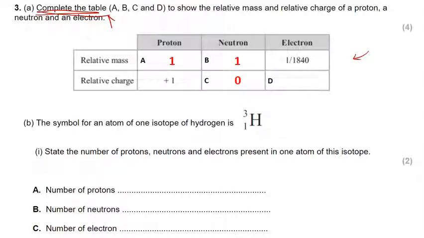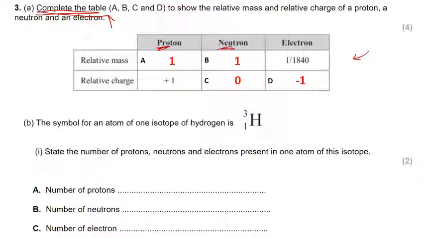Relative charge of a neutron is 0, it's neutral, and the clue is in the name there. Then we have proton, which is positive. Electron, you just have to remember, it is negative, and they're on the outside. And there are always the same number of electrons as there are protons because atoms are neutral.